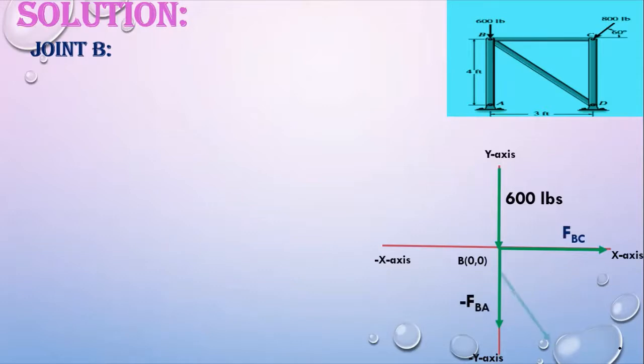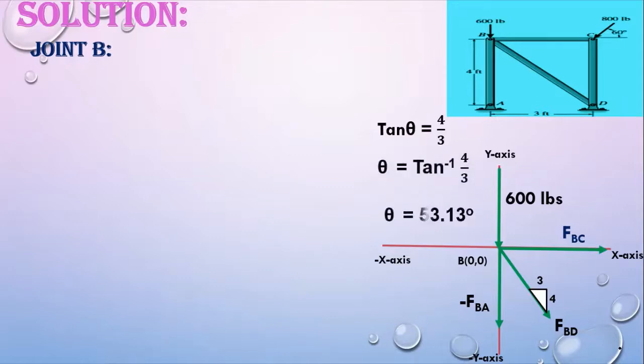Then there is another inclined member force, FBD, and we have to calculate the angle as well. The base is 3 feet and the vertical height is 4 feet. So we have to calculate theta. Tan theta equals 4 upon 3, and then theta equals tan inverse 4 upon 3, theta equals 53.13 degrees.